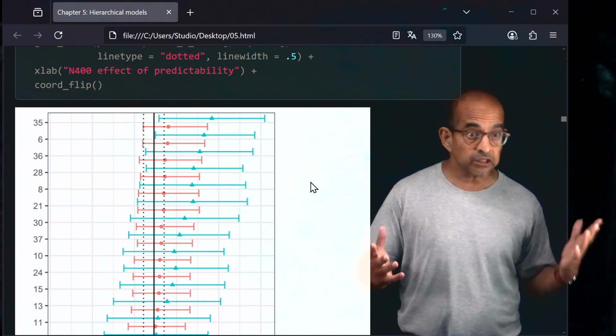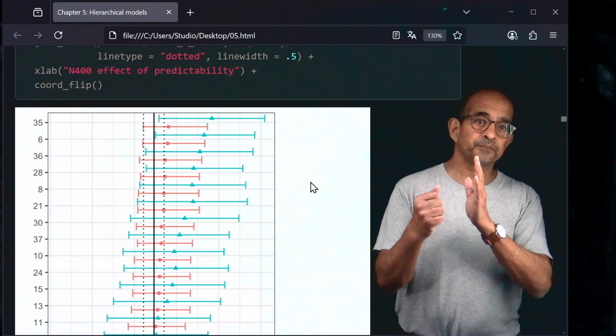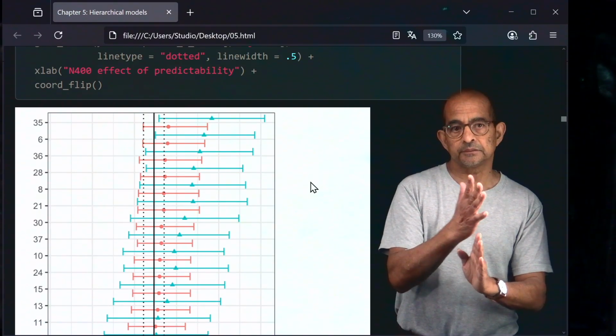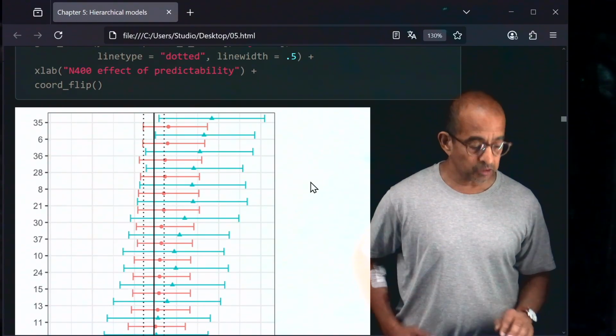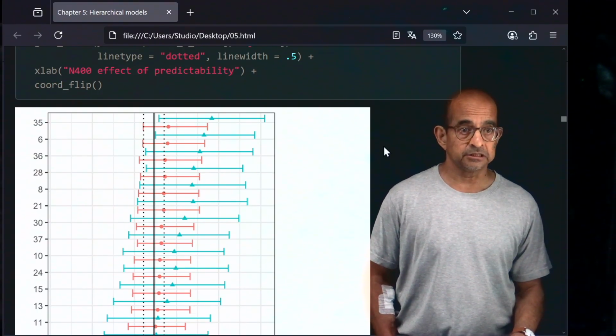Conversely, if you have a ton of data from that subject, then the no pooling estimate and the hierarchical estimate will be very close to each other, right? So this is a very important property of linear mixed models or hierarchical models, shrinkage, right?